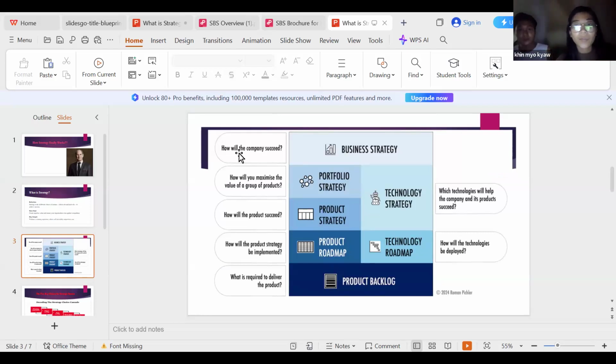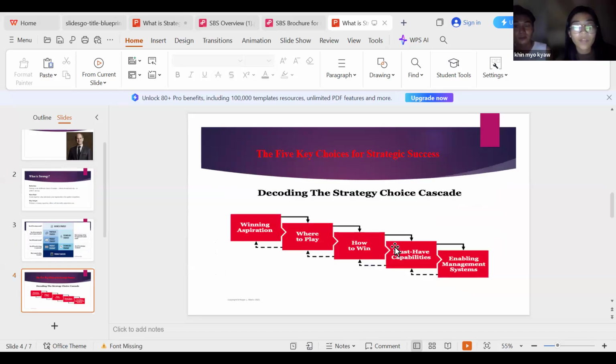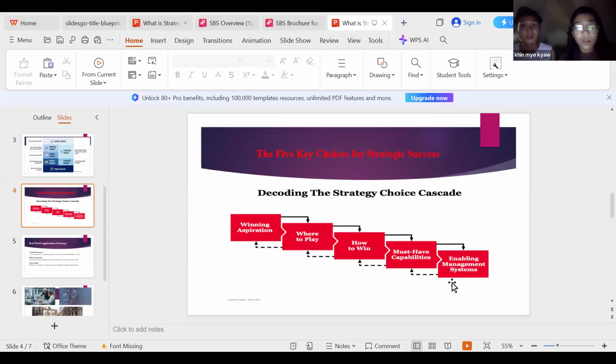This is how business strategy works, and from the video I got the 5 key choices for strategy success. First, winning aspiration: start with clear and measurable goals. Then where to play: select specific markets, customers, or geographies. And how to win: winning requires leveraging competitive advantages, and also the capabilities you must have. And enabling management systems: create processes and systems that align with and support your strategic goals, ensuring consistent execution.